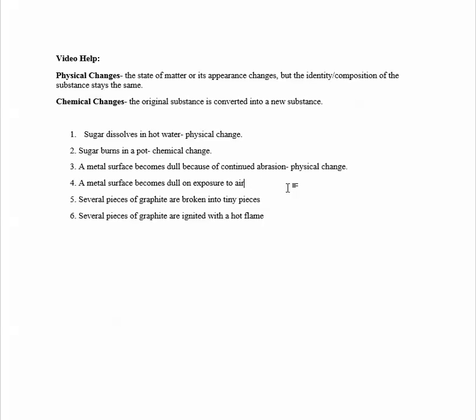4, a metal surface becomes dull on exposure to air. If you're exposing metal to air and it's becoming dull, that is due to a chemical change. You're taking the original substance and you're converting it into a new substance. So this is a chemical change.